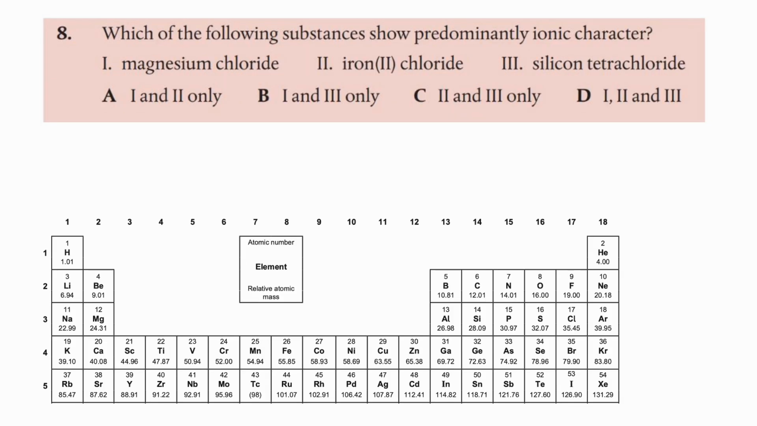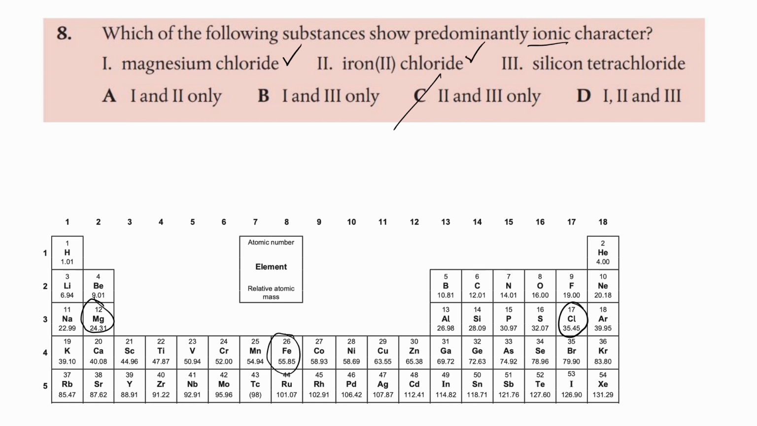Okay, number 8 says, which of the following substances show predominantly ionic character? So remember, an ionic compound is going to be between a metal and a non-metal, right? For 1, we have magnesium, which is a metal, and chlorine, which is a non-metal. That is definitely an ionic compound. So we know that's one of the answers. So we can go ahead and cancel out C. Then we have iron 2 chloride. Iron is in fact a metal. Chlorine, again, is a nonmetal, so it would also be an ionic compound.